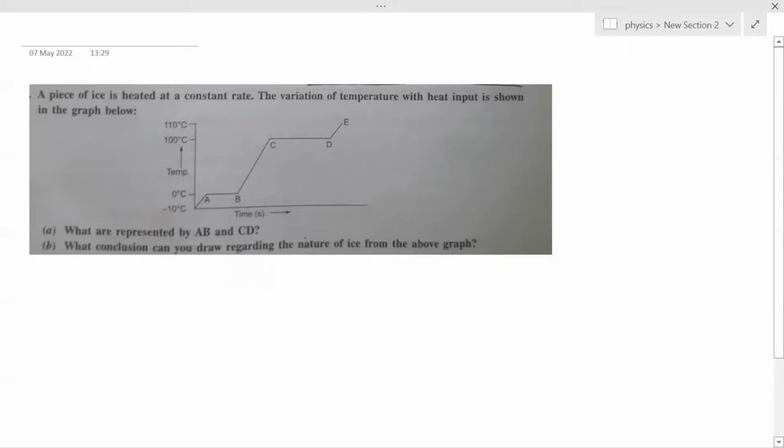What are represented by AB and CD? AB shows the phase change of ice to water, that is melting of ice, fusion. And CD shows vaporization, that is water converts to vapor, steam. Okay, next part, Tanisha.